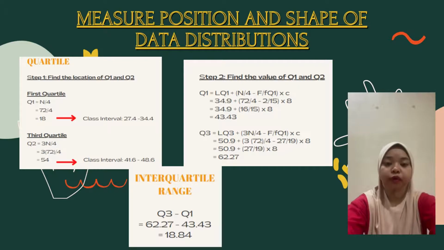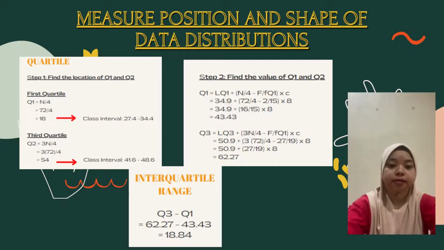Step 2. Find the value of Q1 and Q3. Q1 equals LQ1 plus n divided by 4 minus F divided by fQ1 multiplied by C. 34.9 plus 72 divided by 4 minus 2 divided by 15 multiplied by 8. 34.9 plus 16 divided by 15 multiplied by 8 equals 43.43.